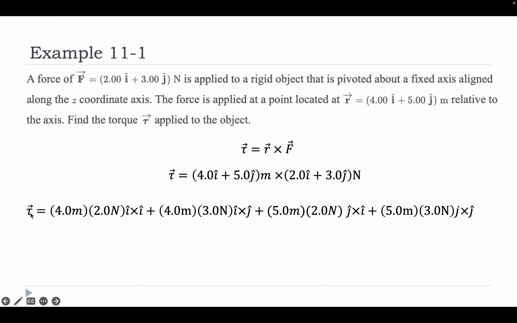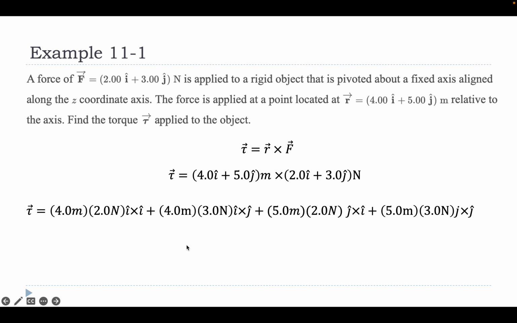So if I write them all out and I do this FOIL, I would have 4i crossed into 2i. That's the first term. So 4 times 2, and then i crossed into i. And then I would have 4 times 3, and then i crossed into j. And then I would FOIL the 5. So 5 times 2, j crossed into i. And then 5 times 3, j crossed into j. That's missing a unit vector.